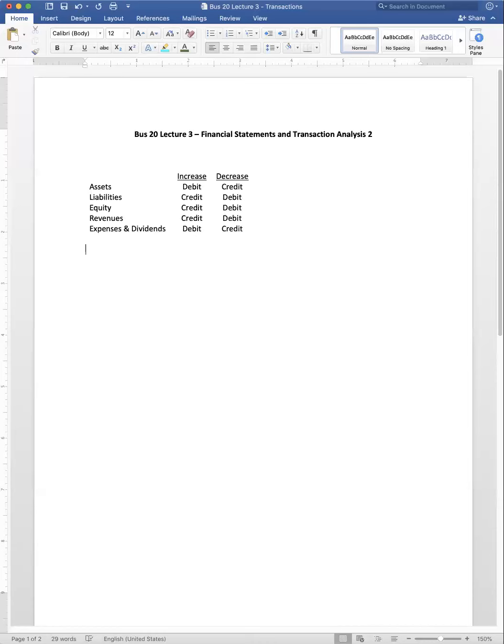Okay, so what we're going to do today is practice some more transactions. But just before I get there, I do want to take a little step backward and ask, what is a transaction? Last time I said it was a financial event that impacts the company, but what does a transaction really have to have in order to qualify?